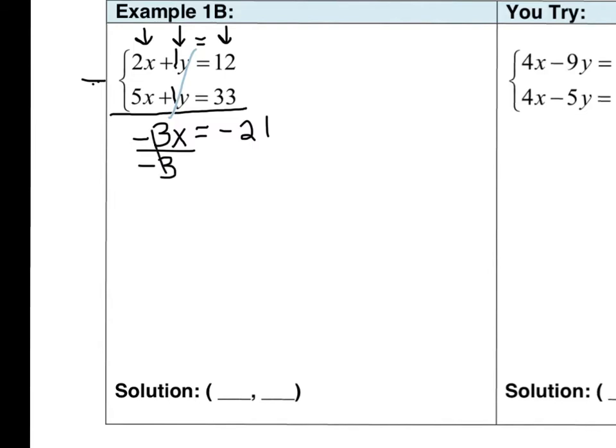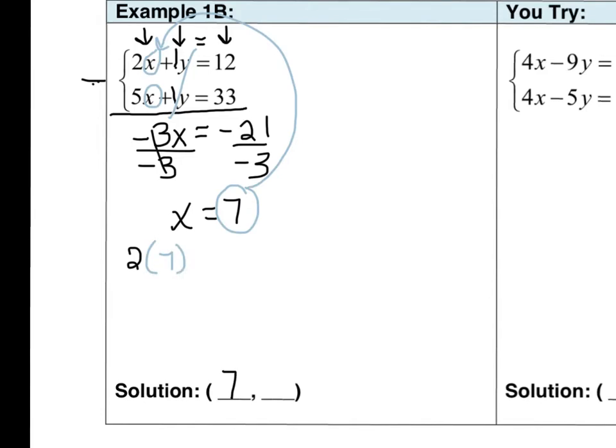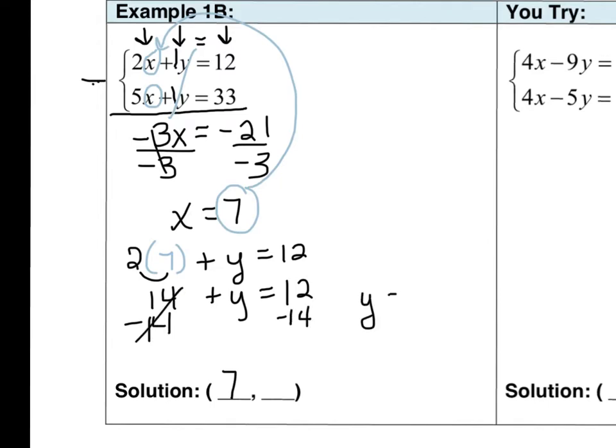So we'll divide both sides by negative 3, and x will equal positive 7. Now we can take that 7 and plug it into either x value, either that one or that one. I'm just going to go ahead and plug it into the top one. So I'll have 2 times 7 plus y equals 12. 2 times 7 is 14. We'll subtract the 14 from both sides, and we get y equals negative 2. So there's the answer.